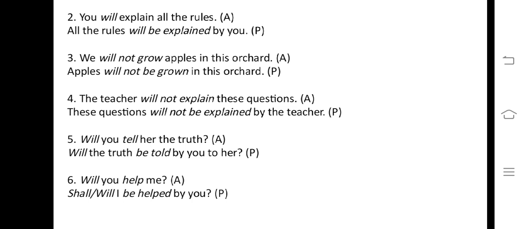So apples is our object that we write in place of the subject in passive voice. And then will not. I told you again, I'm repeating that we will write the negative word along with our auxiliary verb. Here is will, so we will write it with will. Okay, so our answer will come like this. Apples will not be grown in this orchard. By us, it will come.